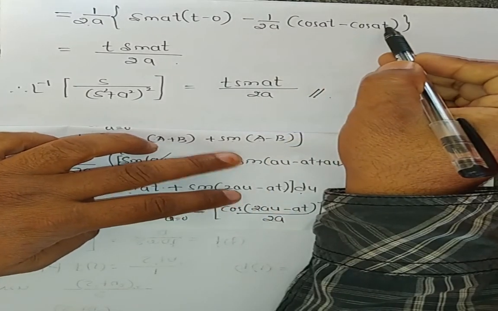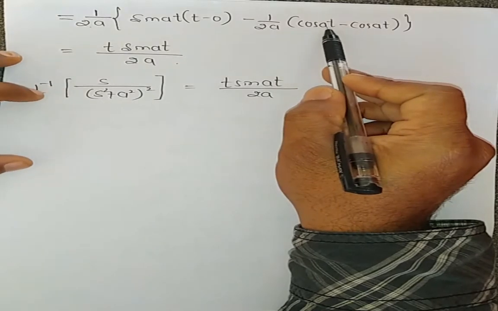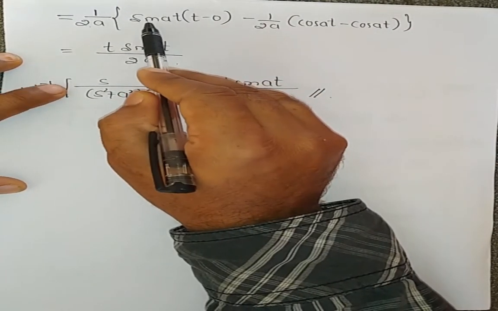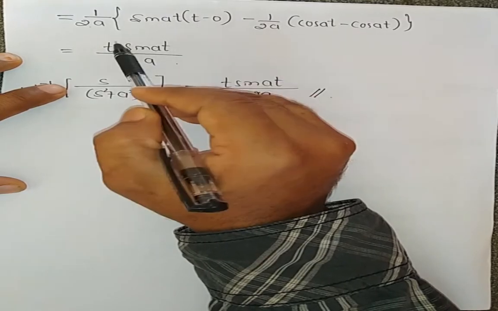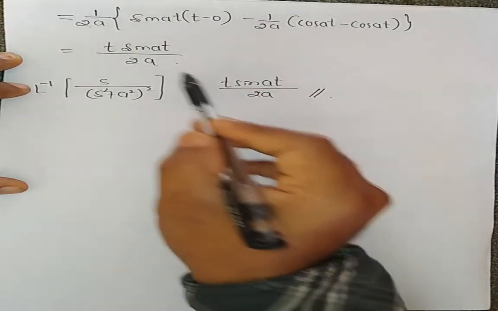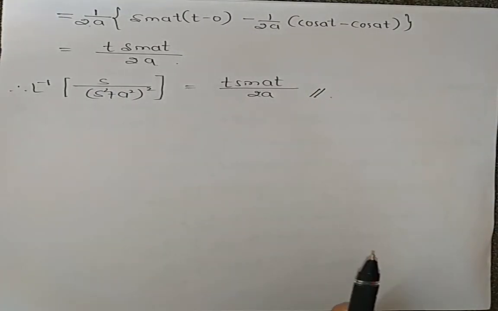So this becomes totally 0: cos at minus cos at becomes 0. Only this one remains: t into sin at divided by 2a, or sin at into t divided by 2a. This is the solution for the given problem using the convolution theorem. Okay, so I will stop here. I will continue the next example in the next video lecture.